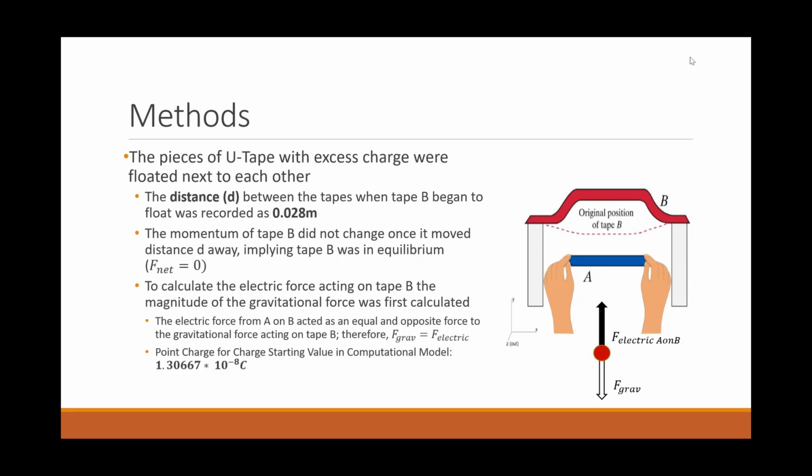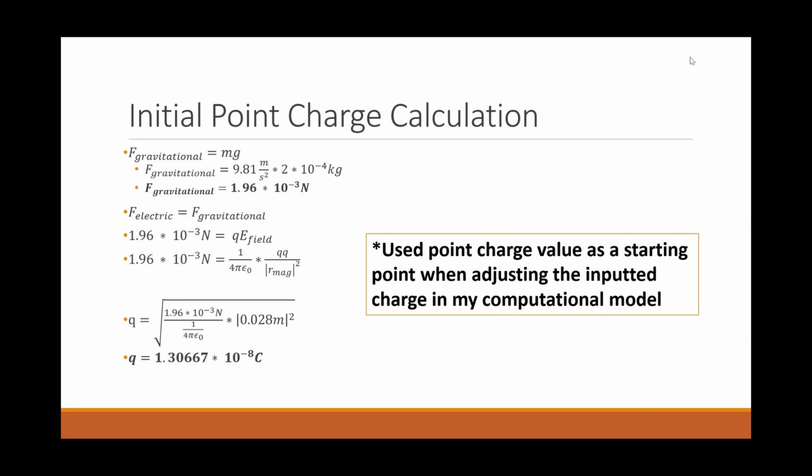The point charge for the charge starting value in my computational model was 1.30667 times 10 to the negative 8 coulombs. I'll go into how I got this value on the next slide. This was my initial point charge calculation: F gravitational equals mg, and then I solved for F gravitational and found it was 1.96 times 10 to the negative 3 newtons. I then was able to set that equal and opposite to F electric and found Q to be 1.30667 times 10 to the negative 8 coulombs. I use this point charge value as a starting value when adjusting the inputted charge in my computational model.